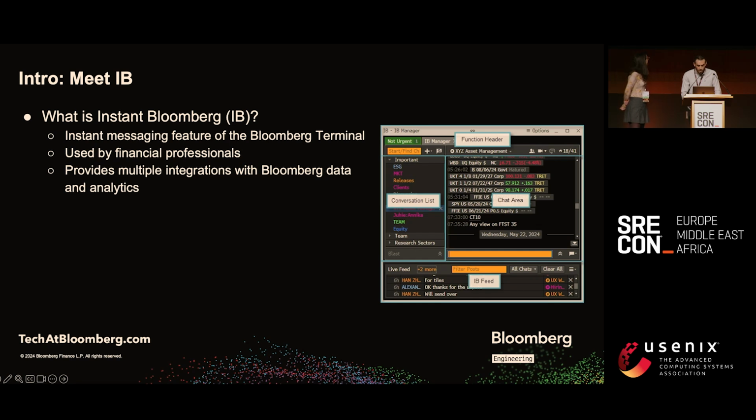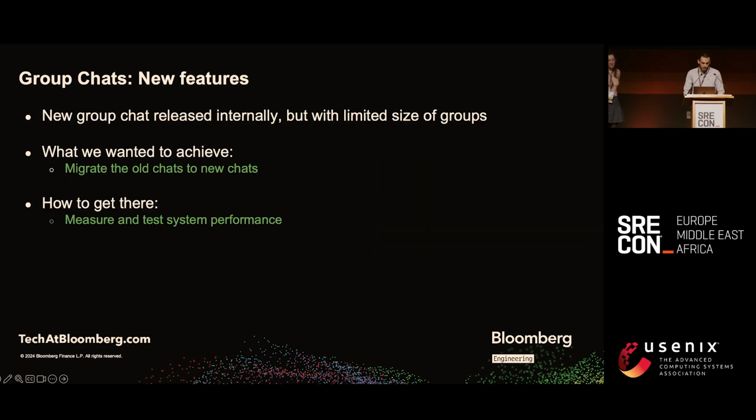In Bloomberg, we have the Bloomberg terminal, which provides financial professionals some data analytics and other tools to help them. And IB, which is short for Instant Bloomberg, is one of these things. IB is basically an instant messaging app. You can think of it as just a chatting app. One of the features of the chat app is group chats. Just some context, IB has been there for around 20 years. We had group chats, and more recently, we released a new type of group chat that comes with more features and modern stuff.